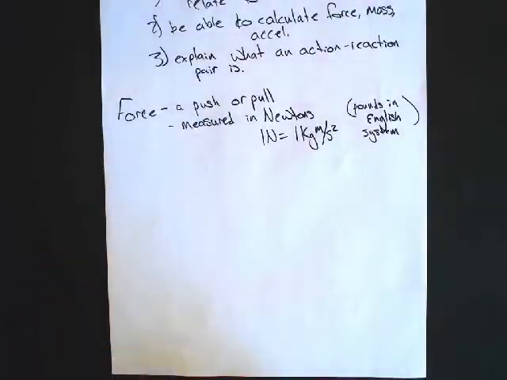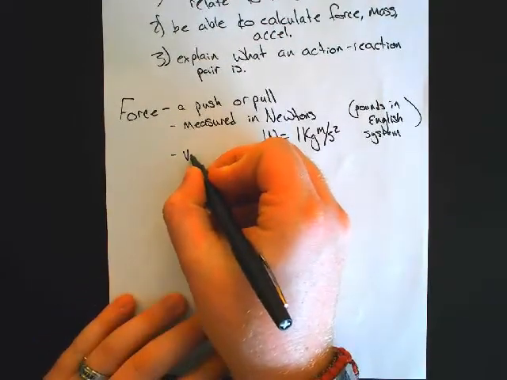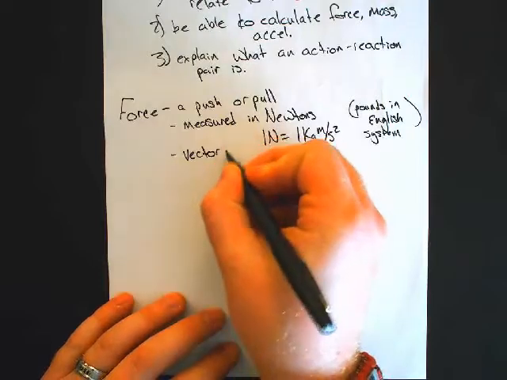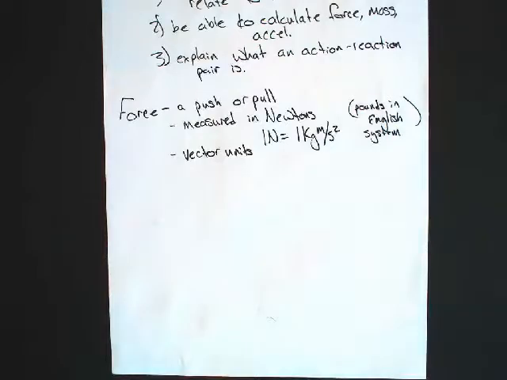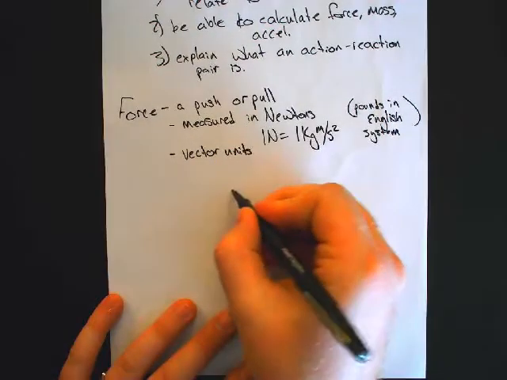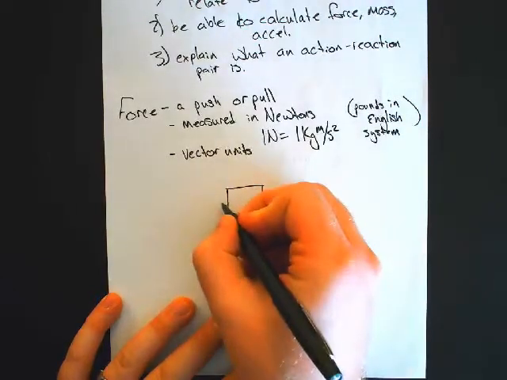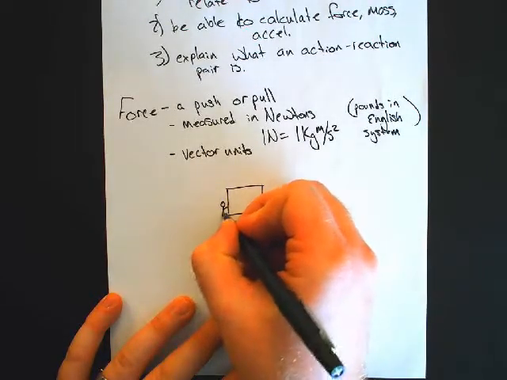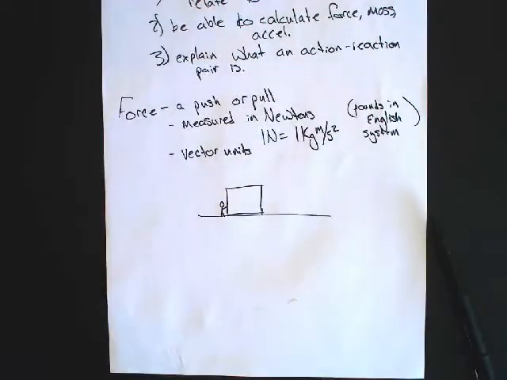So when we talk about forces, one of the things that we have to recognize is that forces are vector units. Since forces are vector units, what does that mean is important? Magnitude and direction are going to be important. So let's give an example of some forces. We've got a box, and a tier has decided to push the box. What forces are acting on the box? What pushes or pulls are acting on the box?